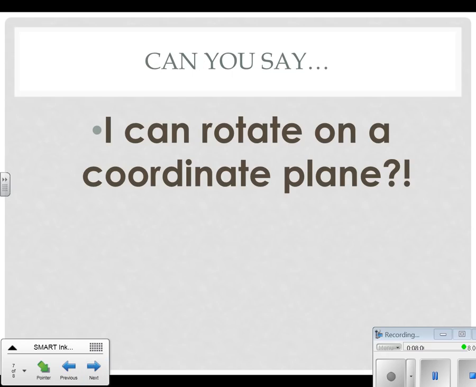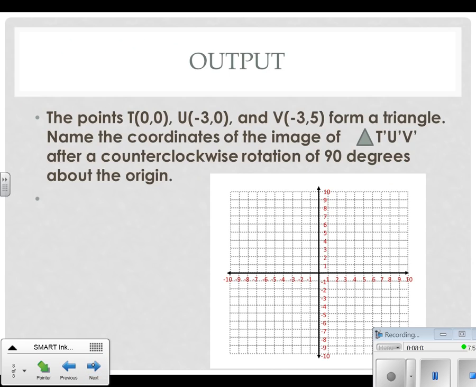Can you say I can rotate on a coordinate plane? I want you to graph the points T, U, and V to make a triangle, and after you do that I want you to rotate it counterclockwise 90 degrees about the origin. Name the new coordinates of the new image, and we'll go over that in class tomorrow.